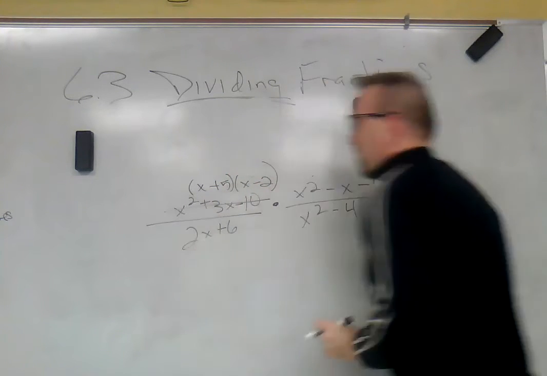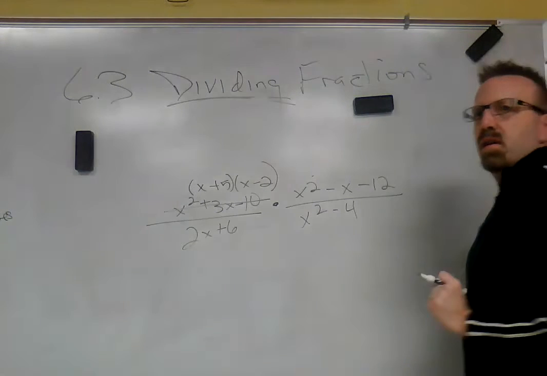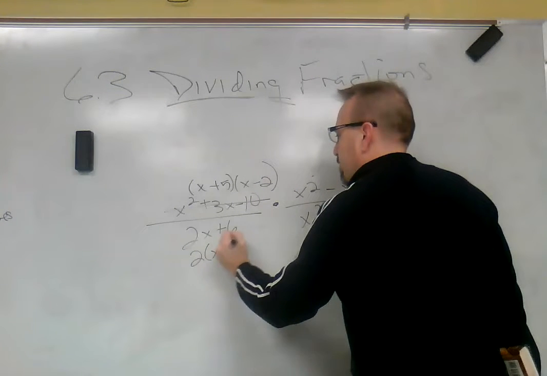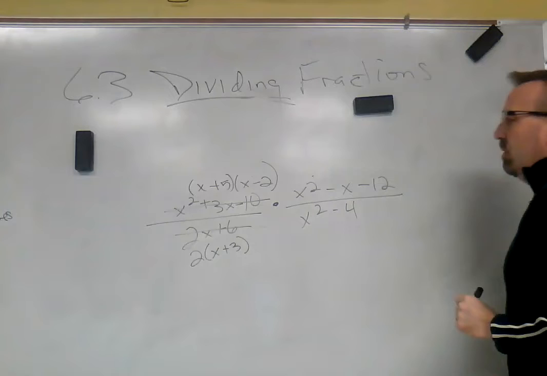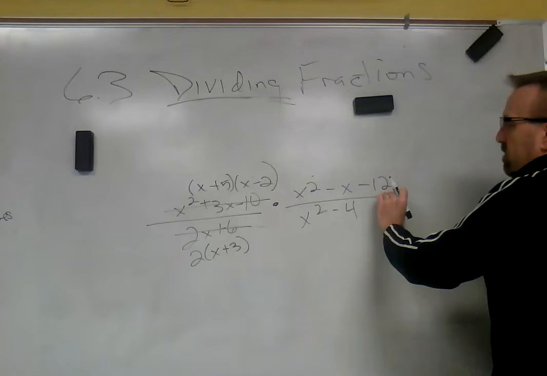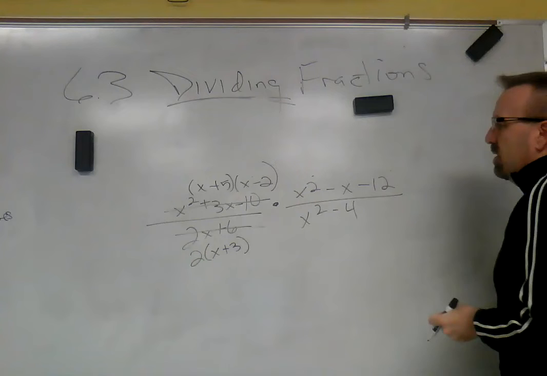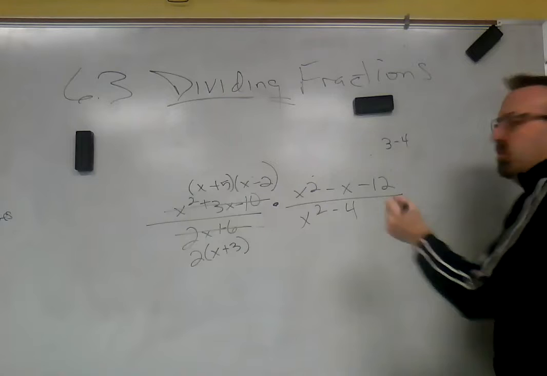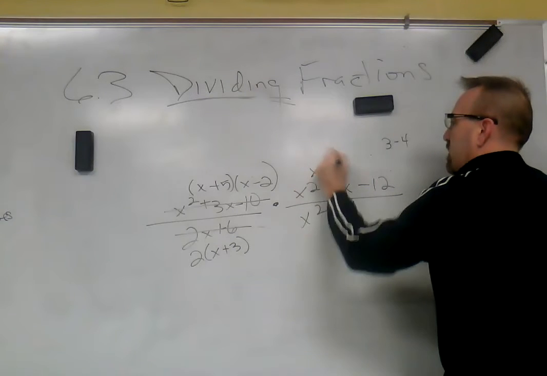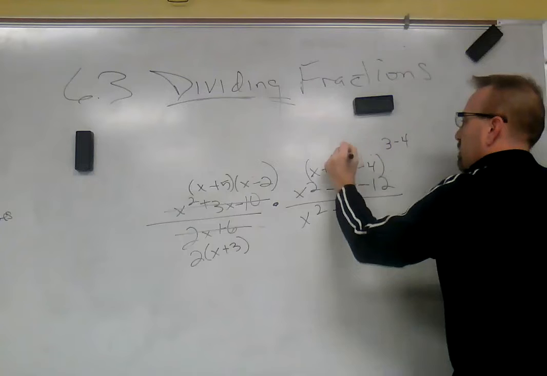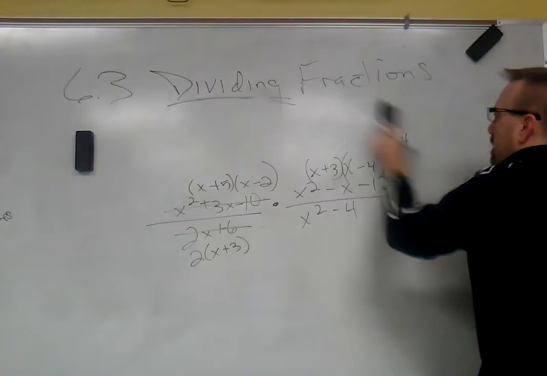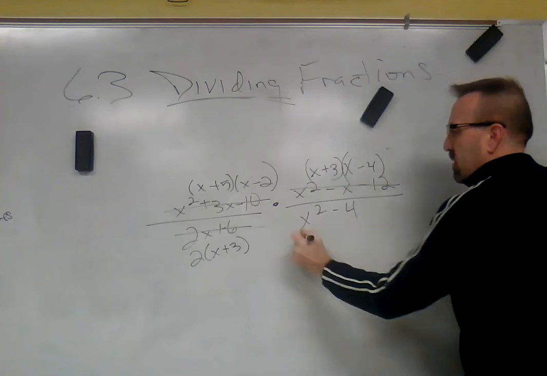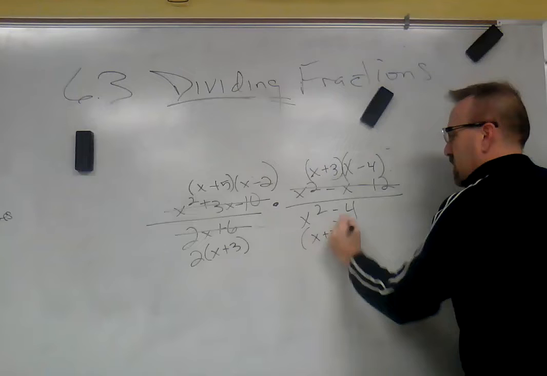This one, any way we could factor it? Anything common in both parts? 2. We get x plus 3. Now, factors of 12 that subtract to be negative 1. So 3 minus 4 will get us negative 1. So (x plus 3)(x minus 4). Okay, and then on the bottom, we have the difference of 2 squares. We have (x plus 2)(x minus 2).